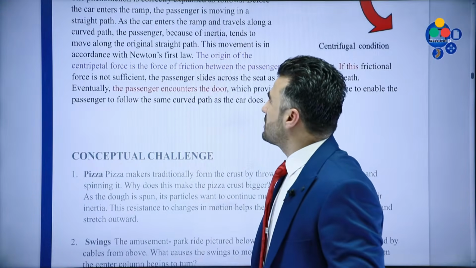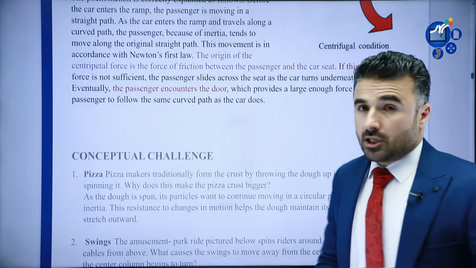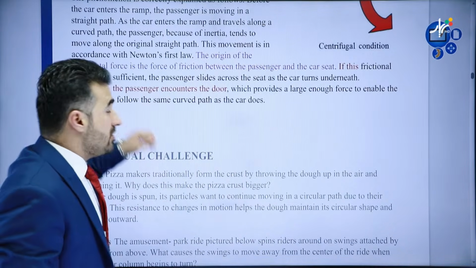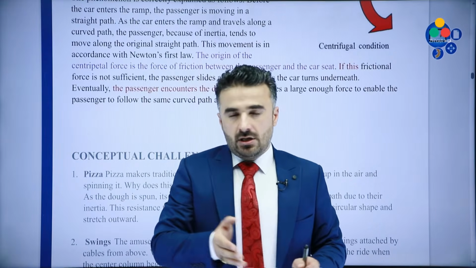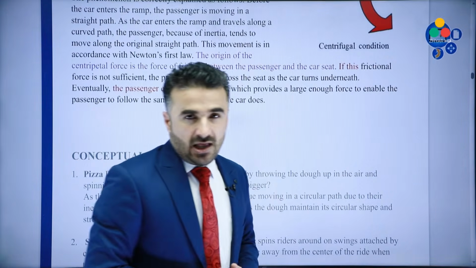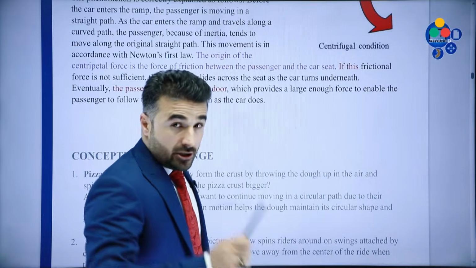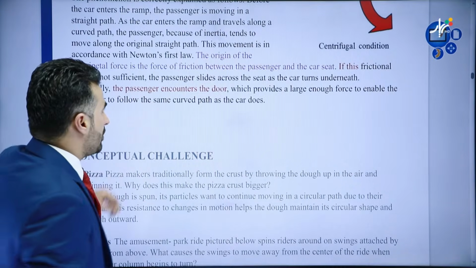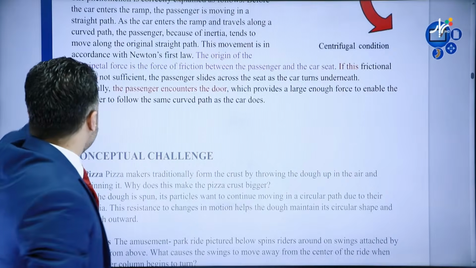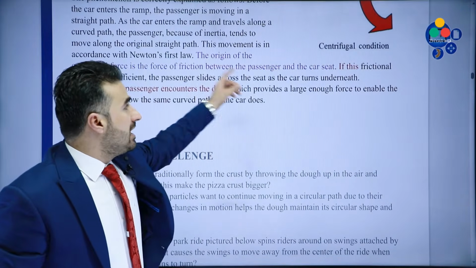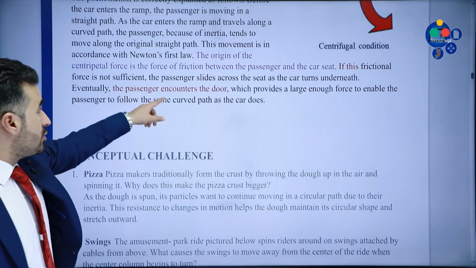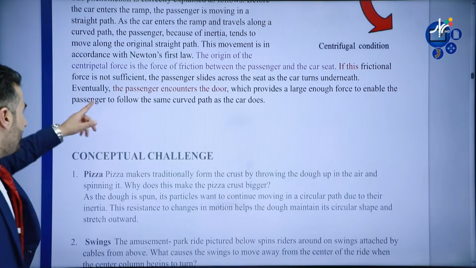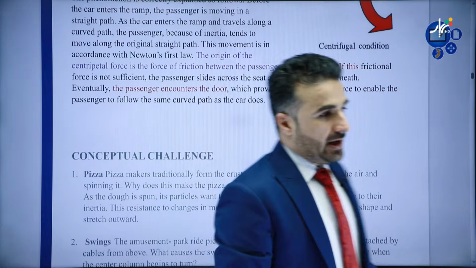So the origin of centripetal force is the force of friction between the passenger and the car seat. But if this force is not enough, then what will happen? If this frictional force is not sufficient to change your direction so that you can move in a circular path, then you would be pushed against the door of the car. Then the door will provide a big enough force to keep you in a circle. So if this force is not sufficient, the passenger slides across the seat as the car turns underneath. Eventually, the passenger encounters the door. The door then provides a large enough force to enable the passenger to follow the same curved path as the car.